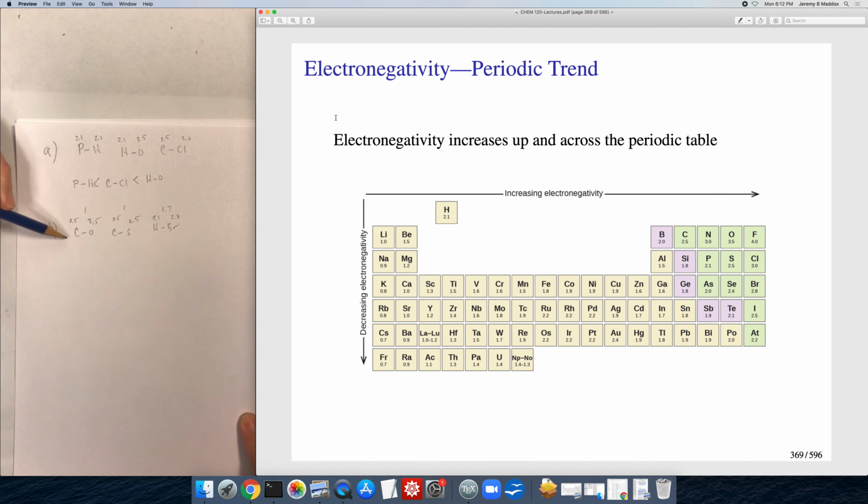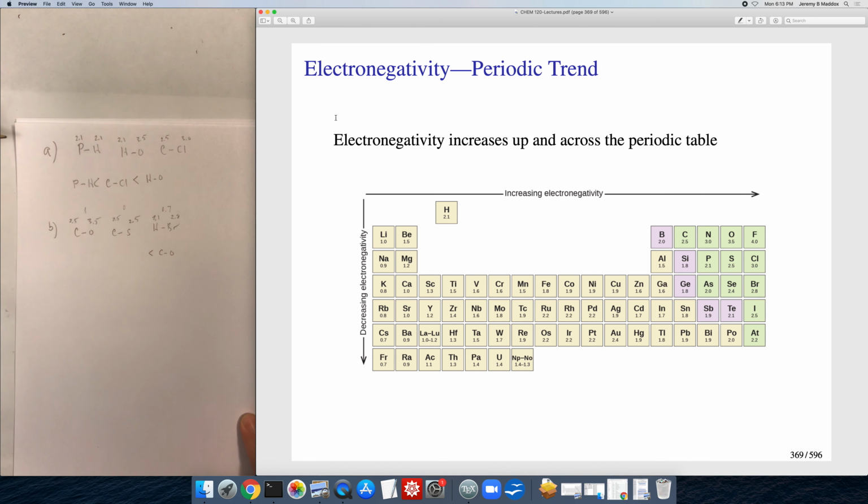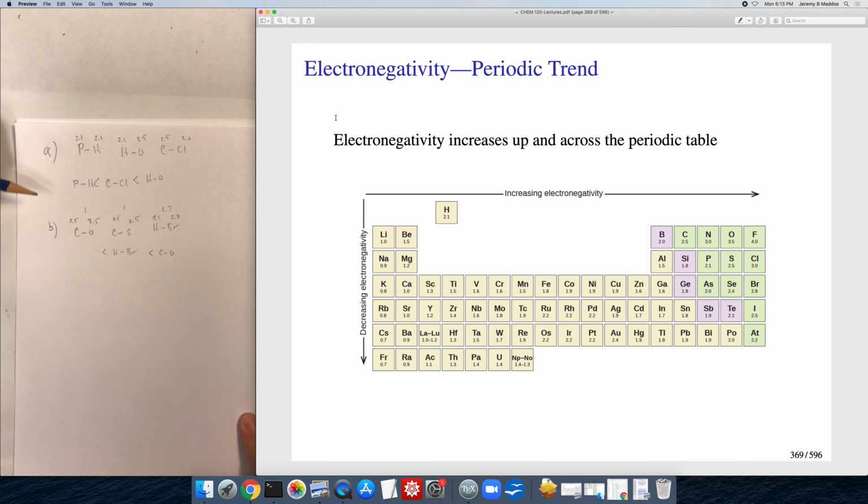So the carbon-oxygen bond is going to be the most polar, followed by the hydrogen-bromine bond. And then the least polar of these three bonds is going to be the carbon-sulfur bond, because there's not that big of an electronegativity difference between carbon and sulfur.